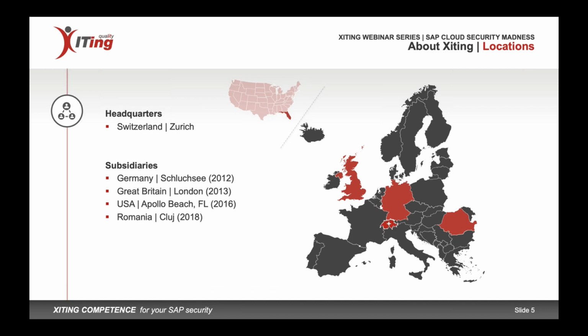Just a few words about Exciting for those of you that don't know us yet. Exciting has been founded back in 2008. We have global operations, so we are still headquartered in Switzerland, in Zurich to be more specific. But then we have offices throughout Europe, mainly in Germany, in England, but then also in Romania. And since 2016, we're also in the United States. We're trying to become a global player in the world of SAP security. And that's basically what this is also about, not just on-premise security, but also cloud security. And that's what the topic is about for the next seven webinars.